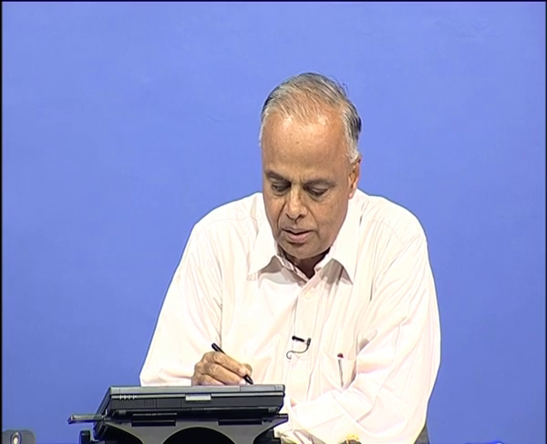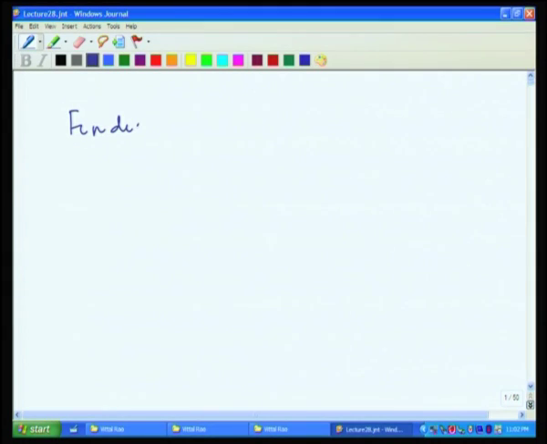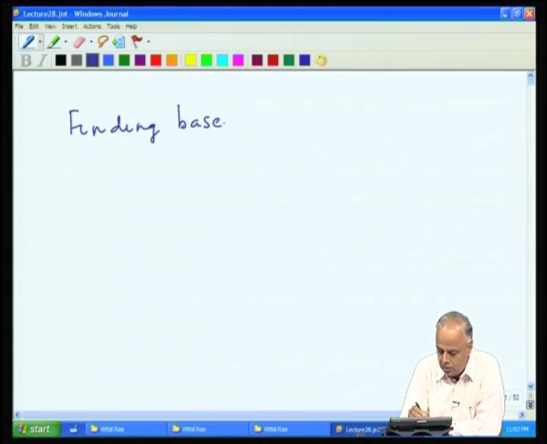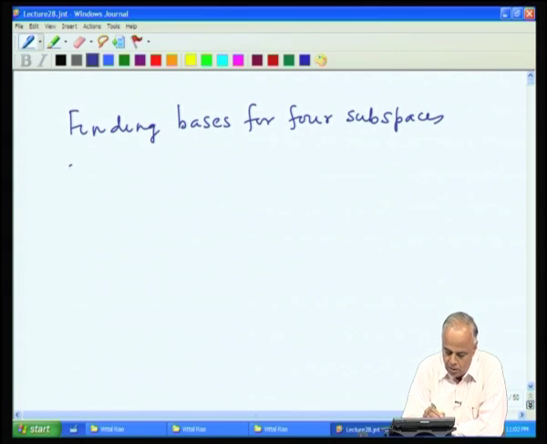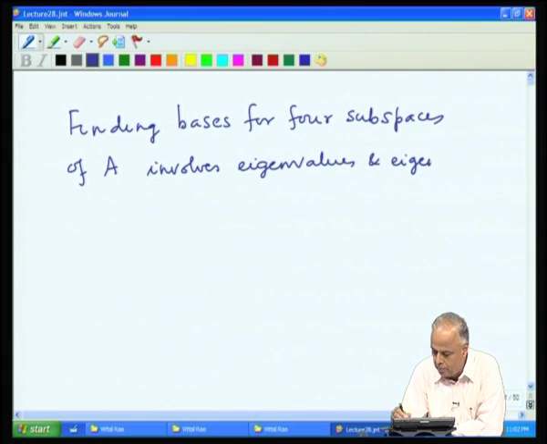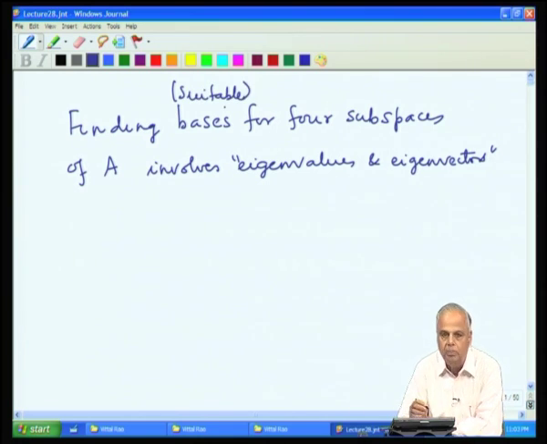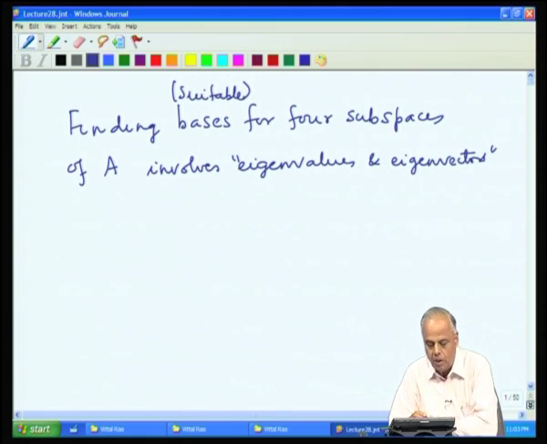In the last lecture, we observed that finding 4 bases, the basis for the 4 subspaces of A, involves eigenvalues and eigenvectors. We said that this is going to involve the notion of eigenvalues and eigenvectors if you want to find a suitable basis which will solve our problems.